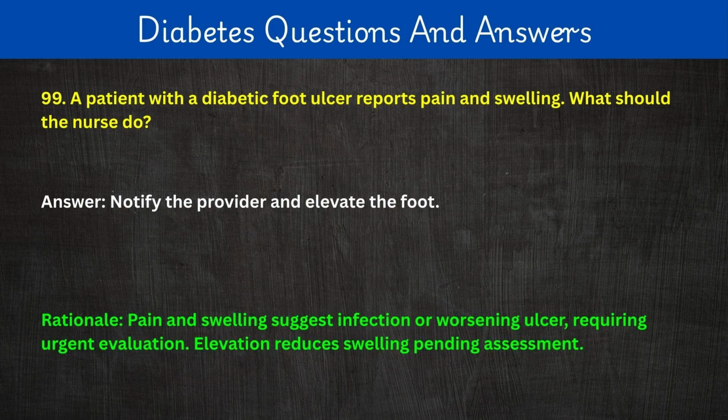99. A patient with a diabetic foot ulcer reports pain and swelling. What should the nurse do? Answer: notify the provider and elevate the foot. Rationale: pain and swelling suggest infection or worsening ulcer, requiring urgent evaluation. Elevation reduces swelling pending assessment.